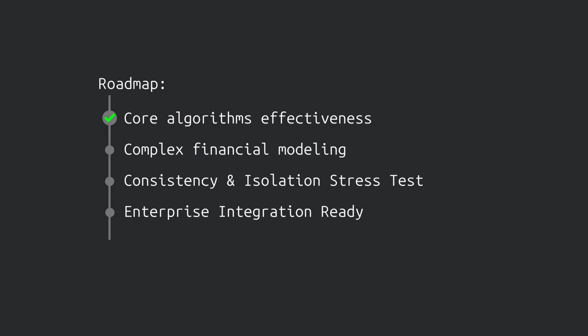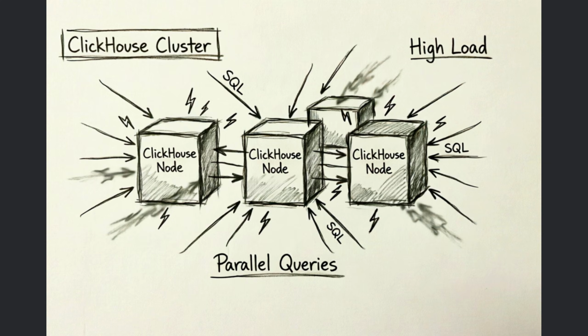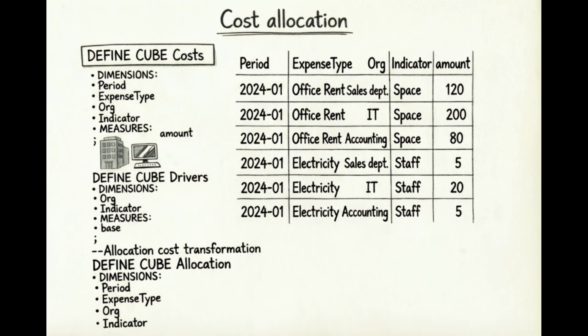Next up, enterprise-level stress tests. In upcoming videos, we'll validate transaction integrity and isolation under high concurrent load, and implement complex cost allocation scenarios. This is a devlog tracking our journey to a production-ready solution. Follow the progress.